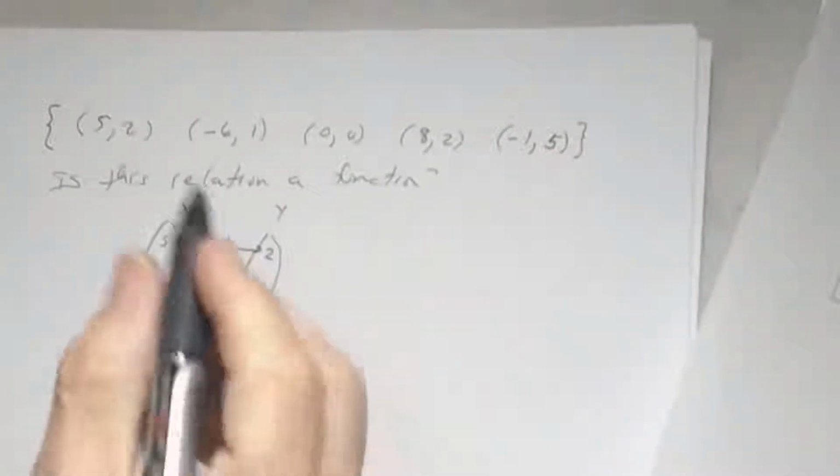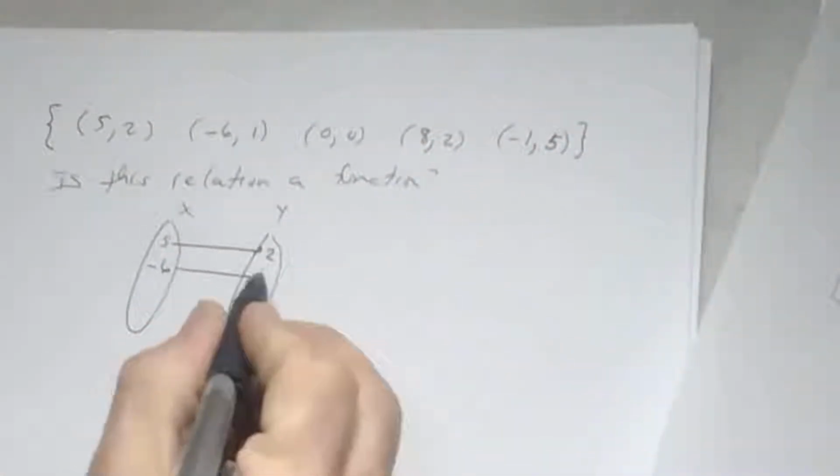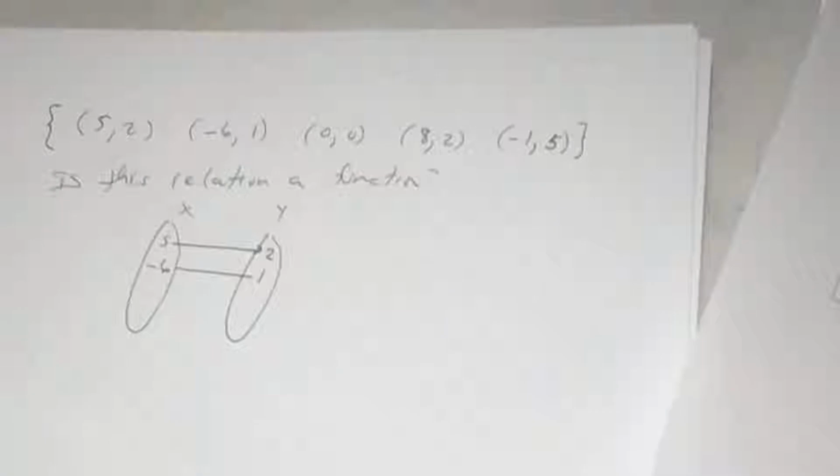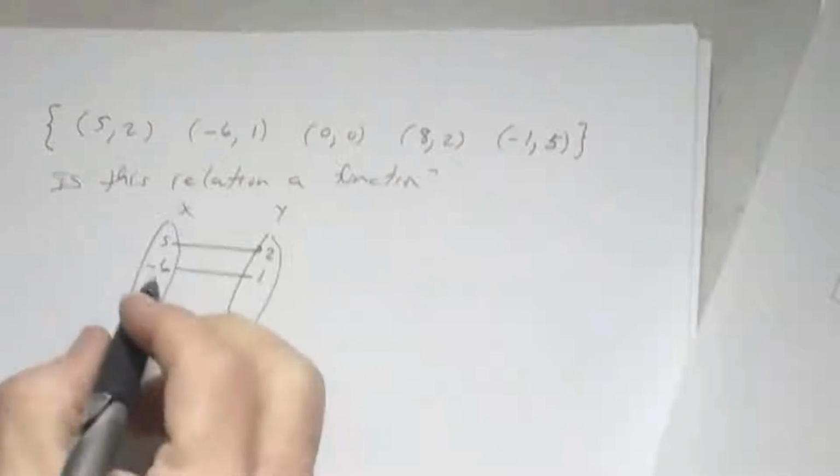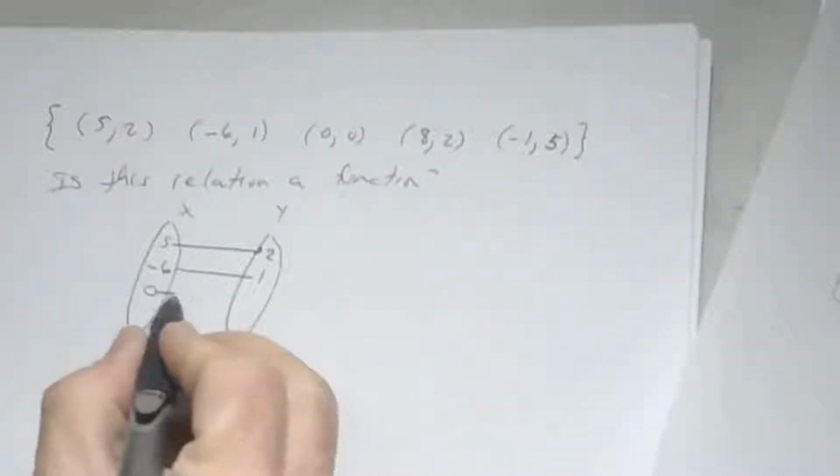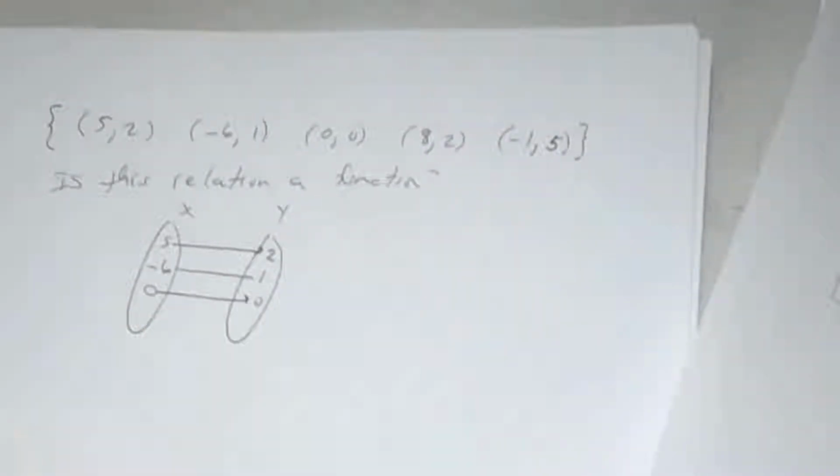My next x coordinate is negative 6. It gets mapped to what? 1. So far I'm good. When x is negative 6, it looks like I only have one y value, and it is 1. When x is 0, I get what y coordinate? 0. So far I'm good as well, because when x is 0, there's only one y value. It is what? 0.